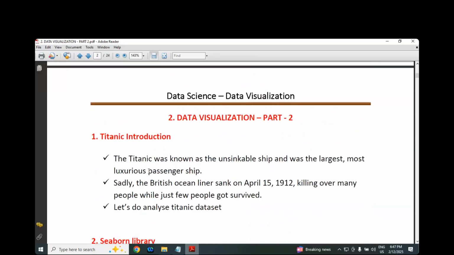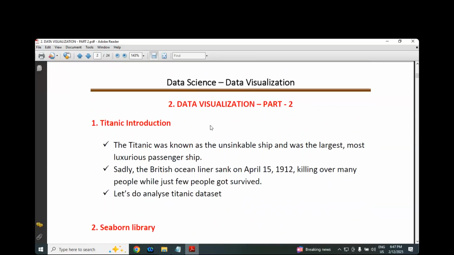Now here you will get an idea. Titanic introduction. What introduction? Titanic introduction. Daniel, what is the difference? Titanic means Titanic ship. Now you will get an idea. Daniel, what is the relation between data visualization and Titanic? Here I need to cover one small point.